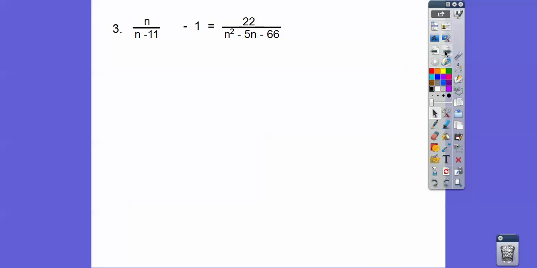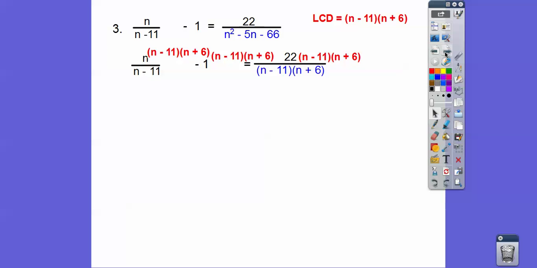Okay, here, we've got to factor that denominator right there. Okay, so this denominator is n minus 11, n plus 6. Okay, so there's our common denominator, n minus 11, n plus 6. So everything's going to get 1 next to it right there, okay? So there we go. I squeezed it all in right there. Sorry, it's all squeezed in. These n minus 11s cancel. We're left with n times n plus 6.